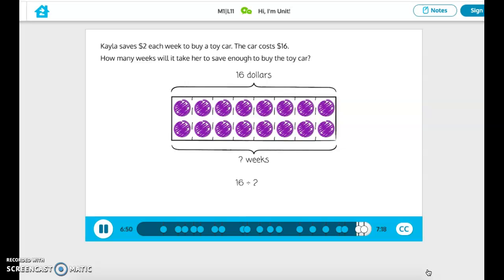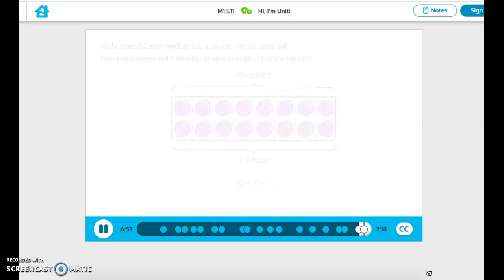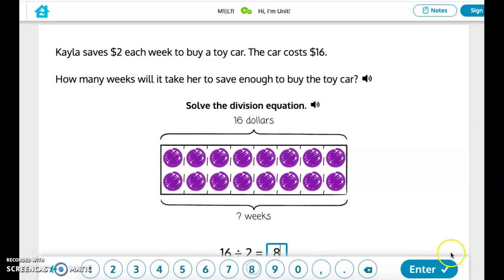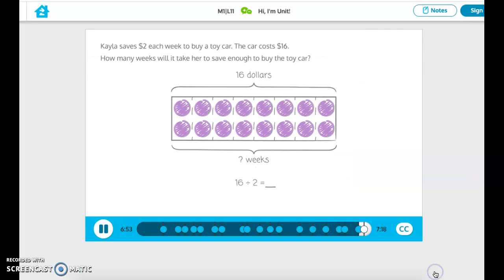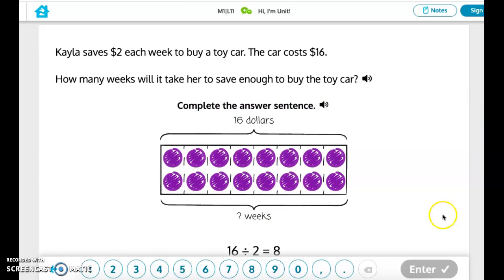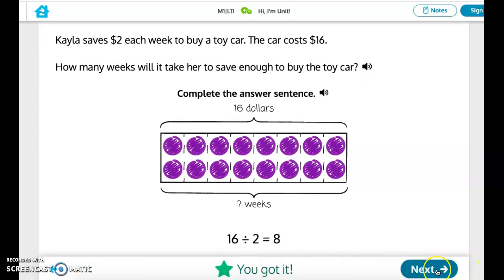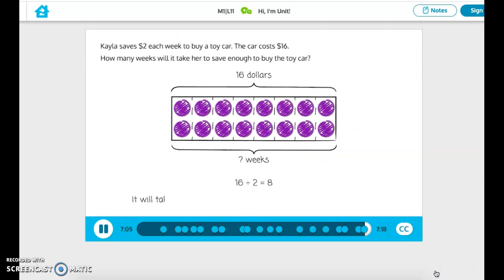$16 divided into groups of 2 equals how many weeks? There are 8 groups in our tape diagram, so 16 divided by 2 equals 8. Bingo. Complete the answer sentence. It will take Kayla 8 weeks to save enough money for the toy car.